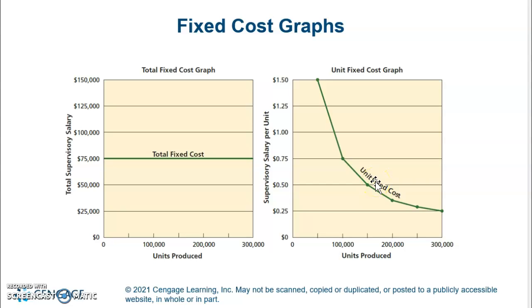Okay, so it's sort of like if you pay somebody a salary, it's pretty expensive to make one perfume bottle, but it's going to get less expensive the more bottles you make because you're able to spread that fixed cost over more bottles. But notice the total fixed cost is constant here within that relevant range, because I'm going to pay that salary. I'm going to pay that salary of $75,000.